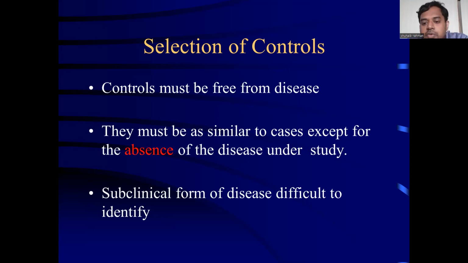As much as possible, the control should be similar to the cases. So an ideal control for a case would be his brother or his twin. The subclinical form of disease is difficult. Some diseases have a subclinical stage, so if we take such people as controls, it can confound your results, or introduce some error or bias into them.